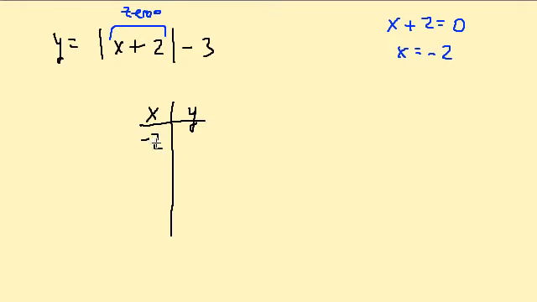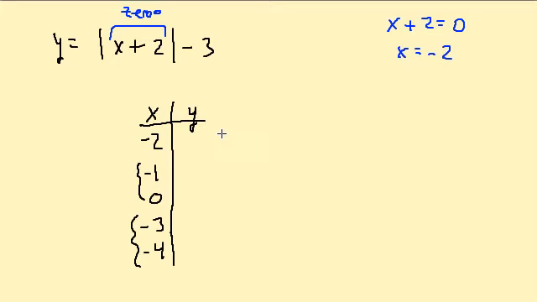Then I want to pick two numbers larger than -2, so that could be -1 and 0. Then I want to pick two numbers smaller than -2. So that's going to be -3 and -4. Okay, so first number we pick, what makes inside the absolute value 0, then we pick two numbers larger, and then we pick two numbers smaller.